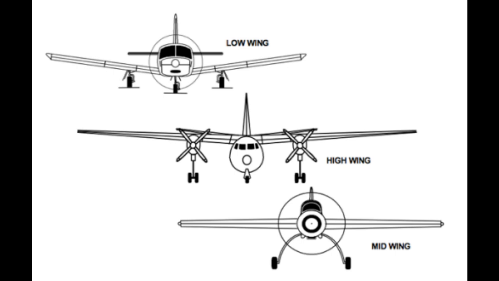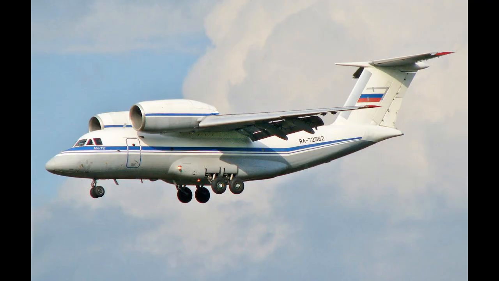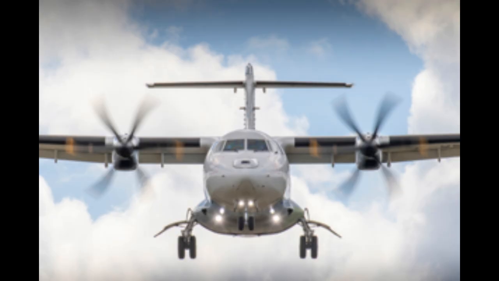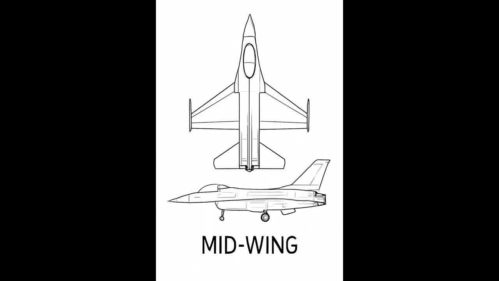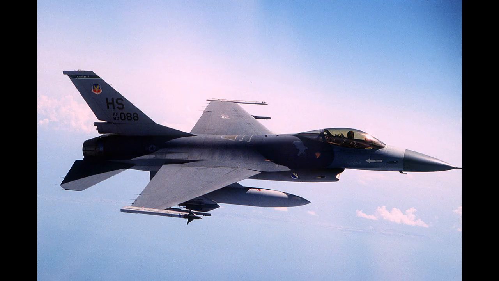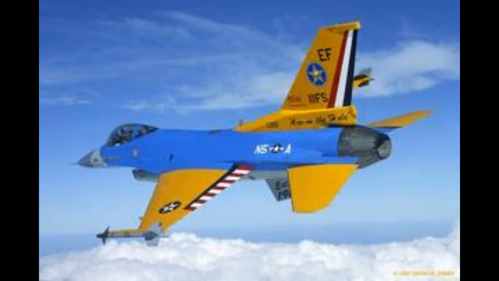Wings come in different styles depending on the role of the aircraft. High-wing aircraft have wings mounted on top of the fuselage. These offer good stability and great downward visibility, perfect for transport and observation planes. Mid-wing aircraft have wings in the center of the fuselage. They offer good maneuverability and are often seen in fighter aircraft.